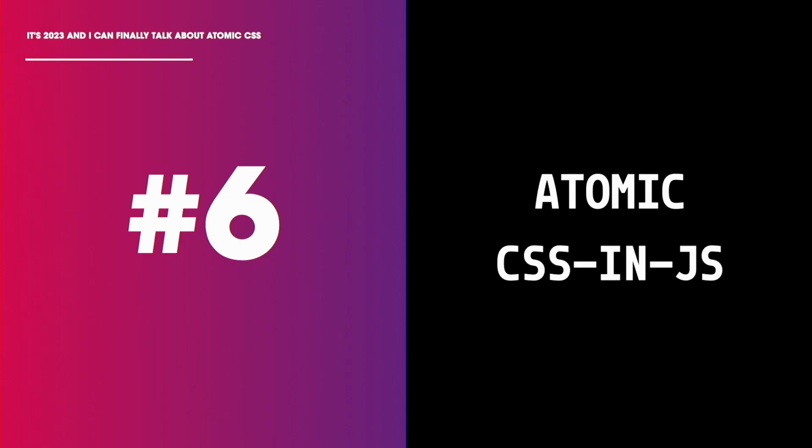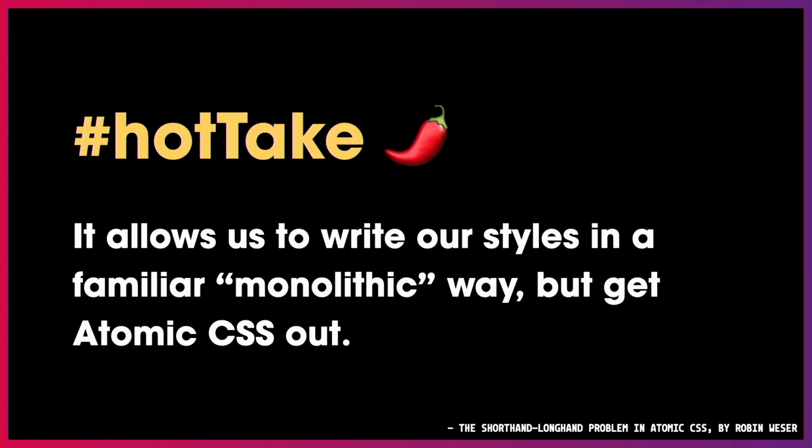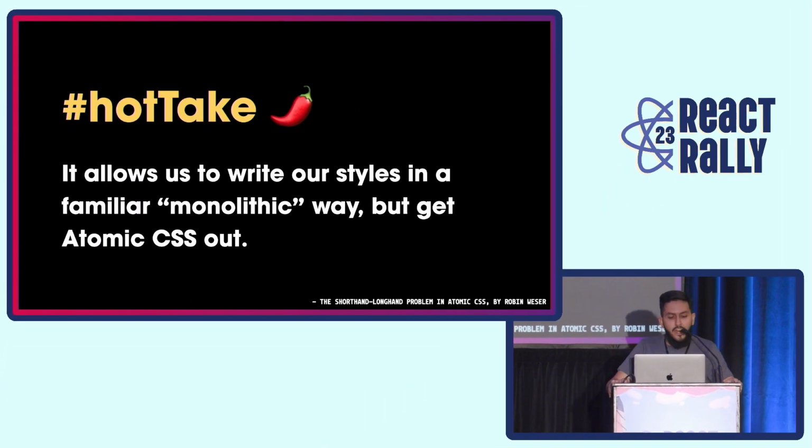And then last but not least, there's this thing called Atomic CSS in JS. That could be a whole other session on its own. There's this great post called the shorthand longhand problem in Atomic CSS. And the author makes a really good claim that it allows us to write our styles in a familiar monolithic way, but get Atomic CSS out.